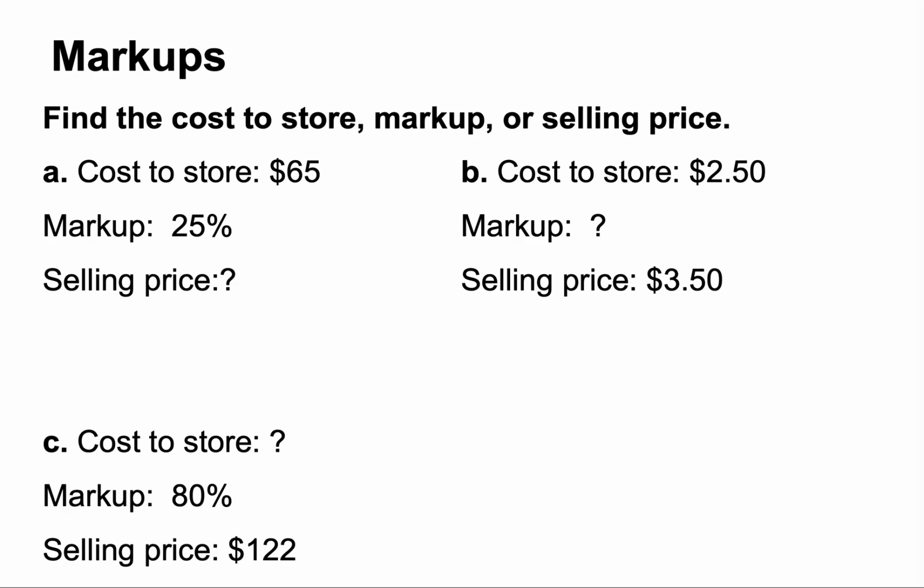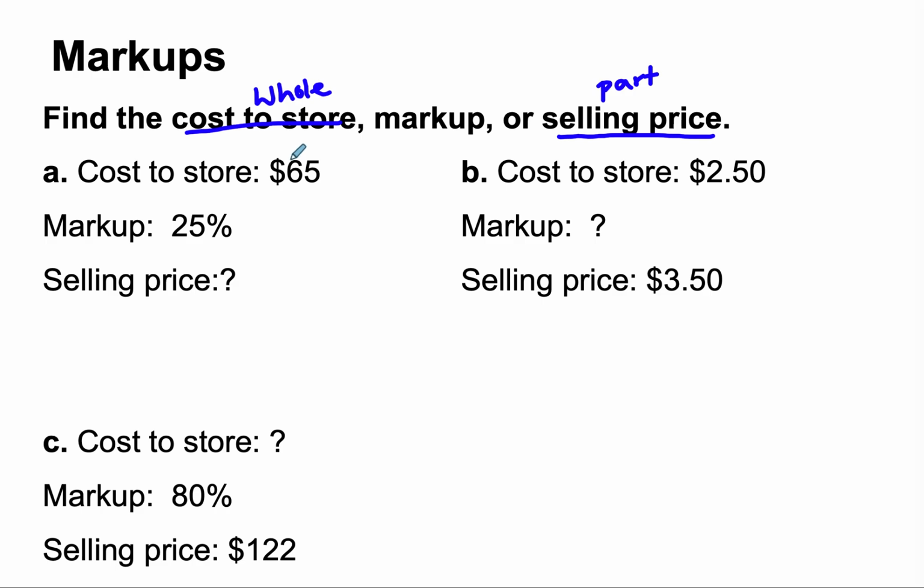All right, let's go ahead and take a look at some markup problems. So find the cost to store, markup, or selling price. These are the same exact things as what we did, except now my cost to store is my whole for my proportion or equation, and my selling price is the part. And markup means we're going to be adding with our percents instead of subtracting. Otherwise, the steps are the same as what we did before.